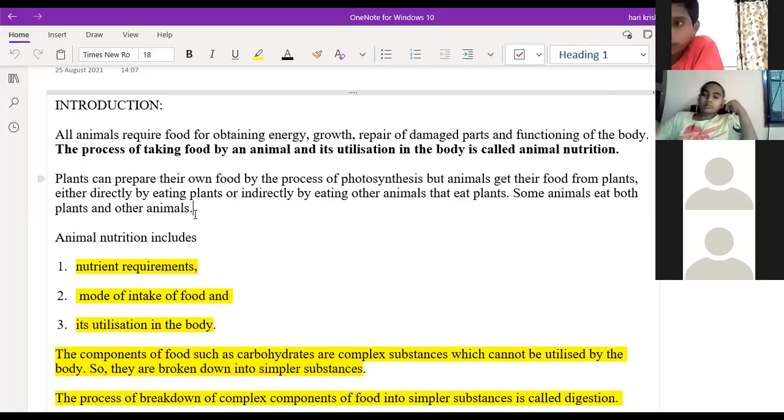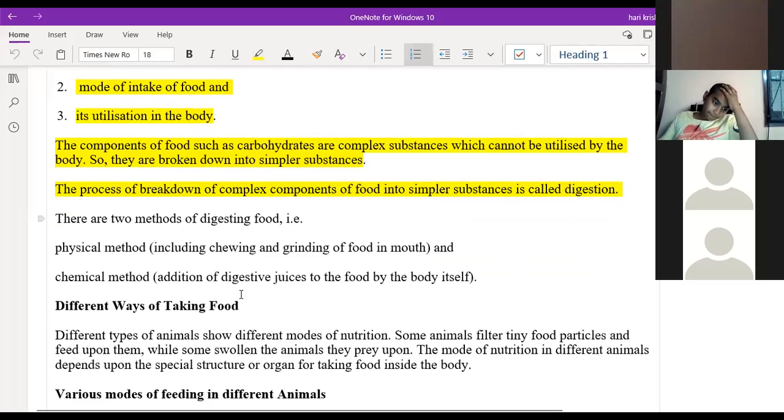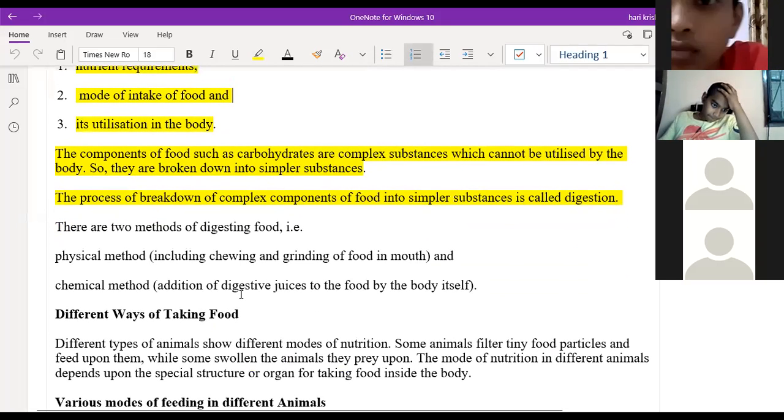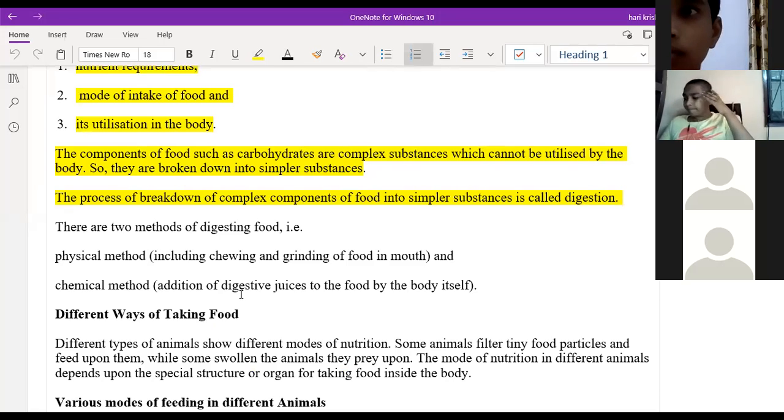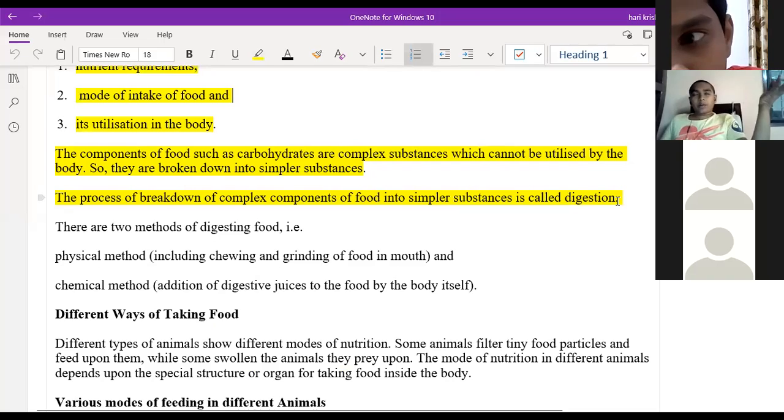Okay. And its utilization in the body is how it will be utilized in the body. If you take carbohydrates, there are simple carbohydrates and complex carbohydrates. So what is the meaning of digestion? Converting complex substances into simple substances. Yes, sir. Converting complex components into simple substances is called digestion.